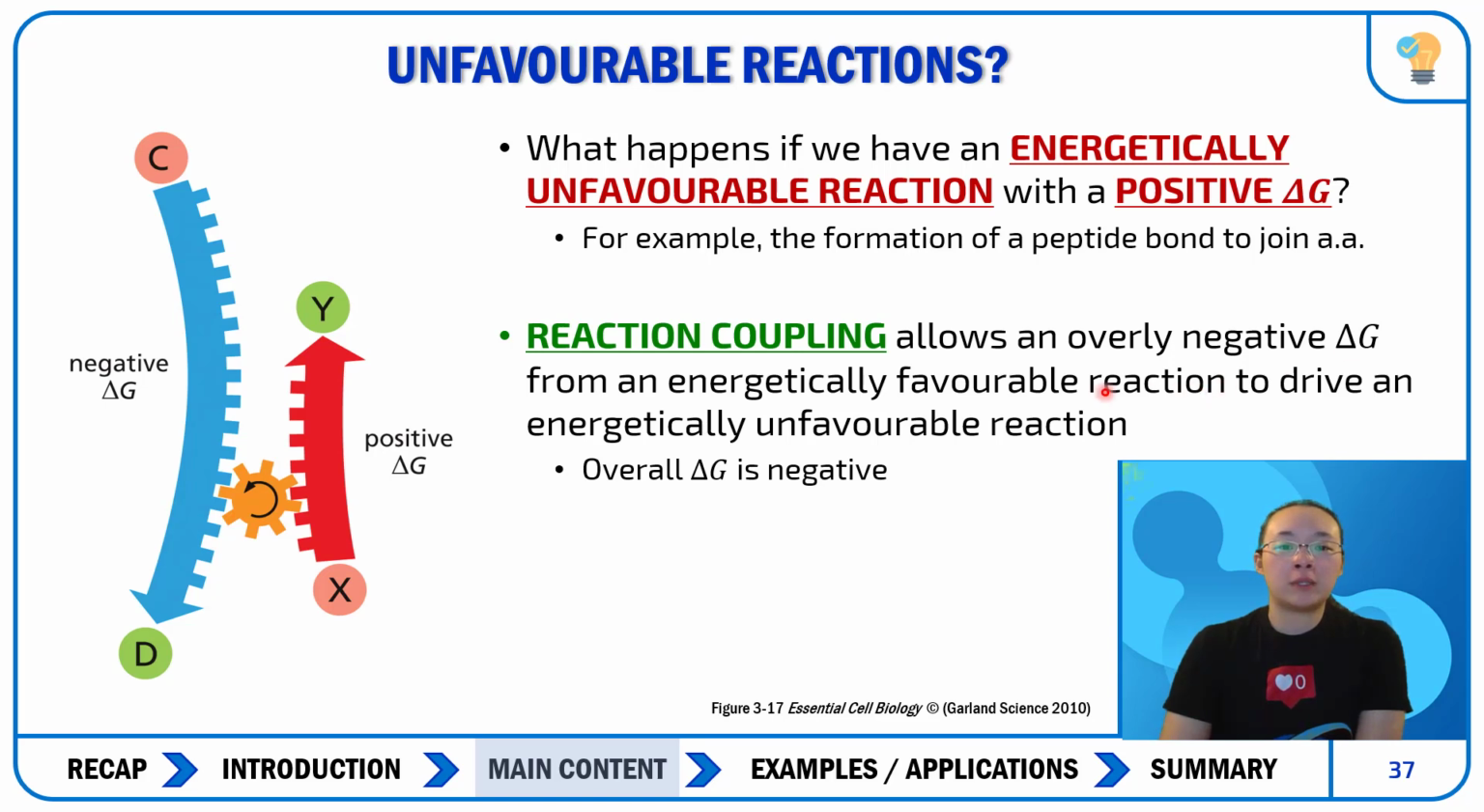So reaction coupling allows an overly negative delta G from an energetically favorable reaction to help drive an energetically unfavorable reaction. When you couple the two reactions together, the overall delta G is negative, but when you look at them separately, this one's positive and this one's very negative. So if there's a question that asks you whether unfavorable reactions can still occur and how, then using a description related to reaction coupling would help you answer that.